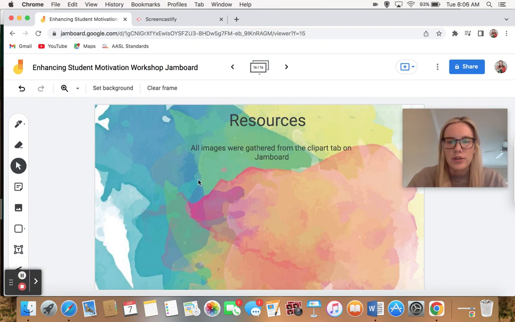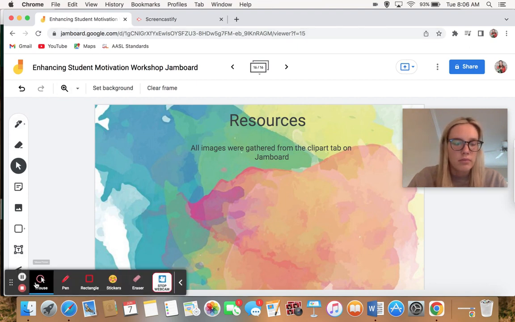And here is my resources tab. All the images were gathered from the clip art tab right here. Let me circle it. Right here on Jamboard, there is a clip art tab.